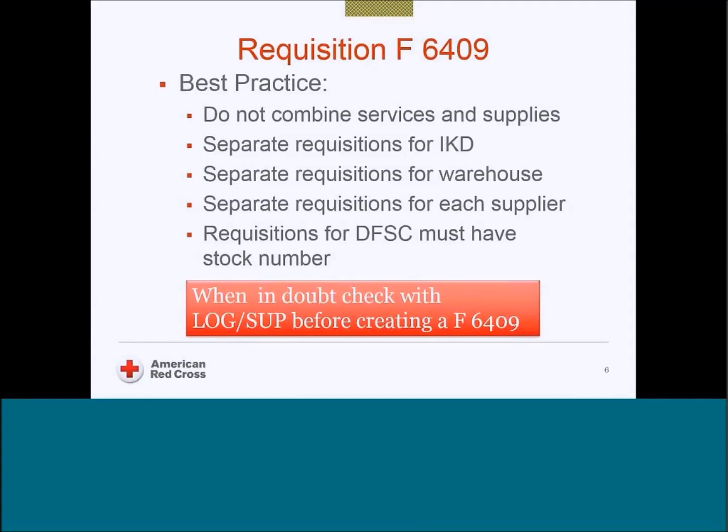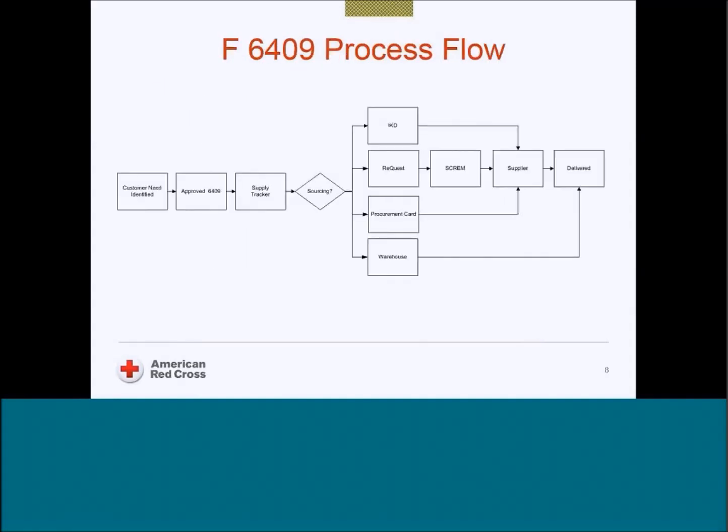Now, I'm not saying that you have to do all this, but it makes it a lot easier on supply and procurement when they're processing the 6409s if you follow these best practices: not combining the services and supplies, separate requests for the IKD, separate requests for the warehouse, and then a requisition for each supplier. And as we go along, I think you'll see why this makes it a little bit easier.